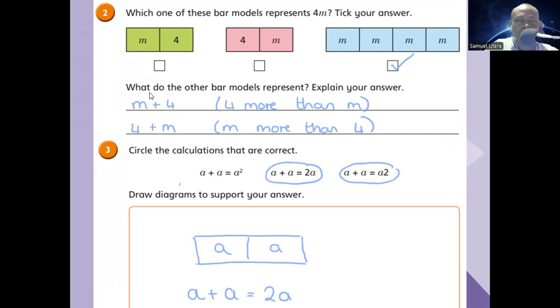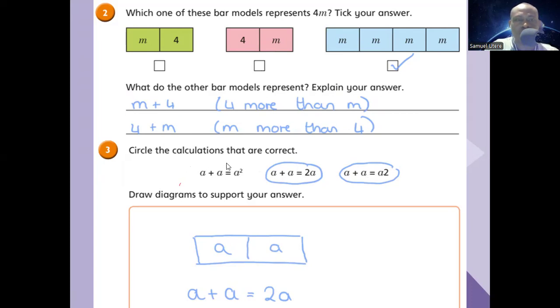So what do the other bar models represent? Yeah, these other bar models mean m plus 4. So this means 4 more than m. Yeah, it's important. This is something new you're learning. If I were to add this, it will be m plus 4. So this means 4 more than m. And then this one, if I add this, this is 4 plus m. This means m more than 4. Yeah, so this is new learning. Take note of that. Okay, because we're going to come across it and we're going to use it.